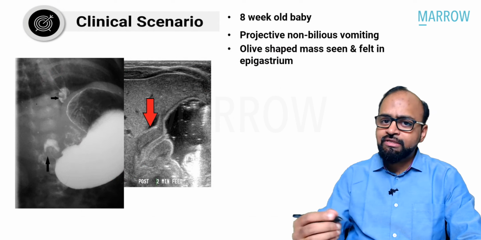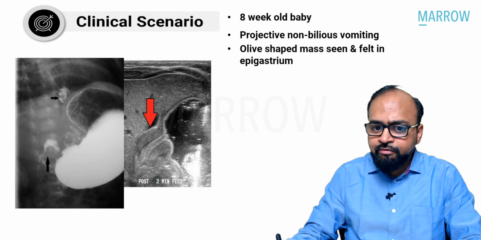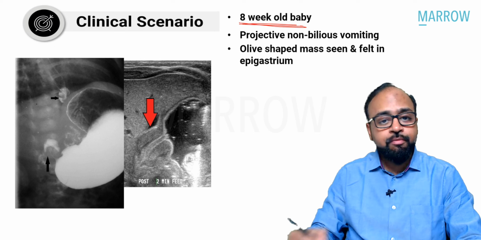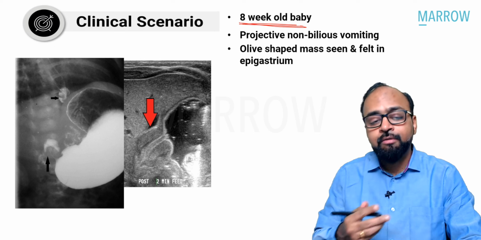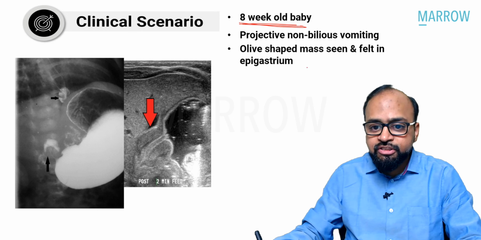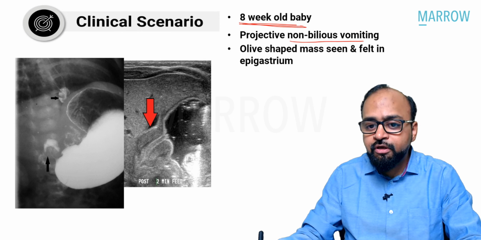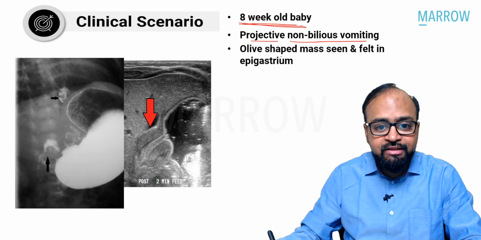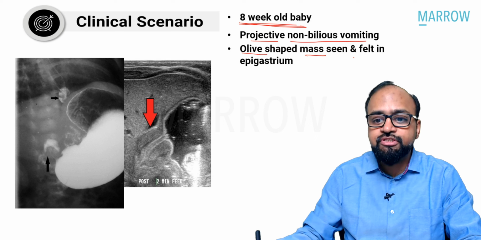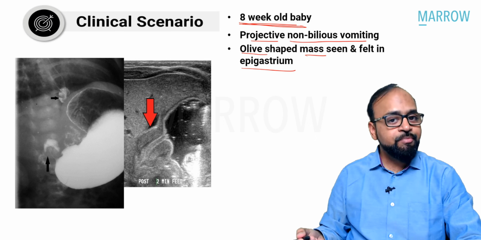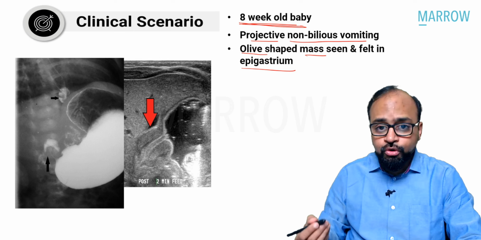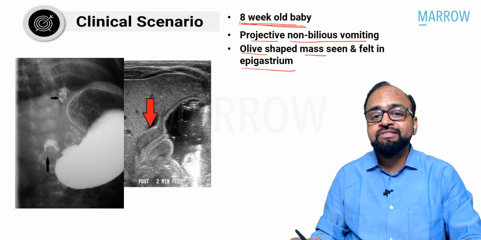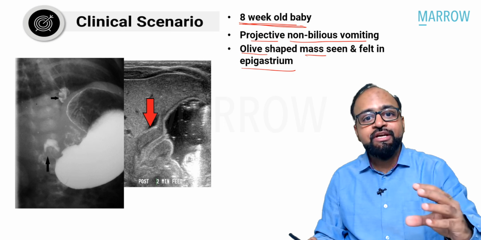All right. Now look at this clinical scenario. An 8-week-old baby, so a child, right, who is just 8 weeks old. Remember, this condition is not presenting at birth, but a few weeks after birth. And the child is presenting with what? Child is presenting with projectile non-bilious vomiting, and there is an olive-shaped mass which is seen and felt in the epigastrium, right? So an 8-week-old child presents with non-bilious vomiting, which means that there is some obstruction proximal to the second part of duodenum.